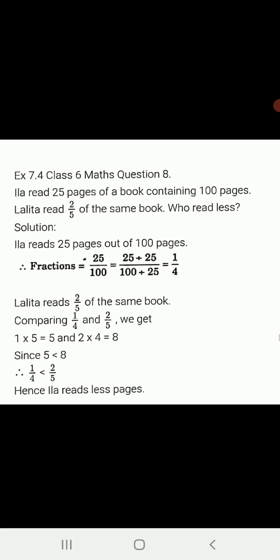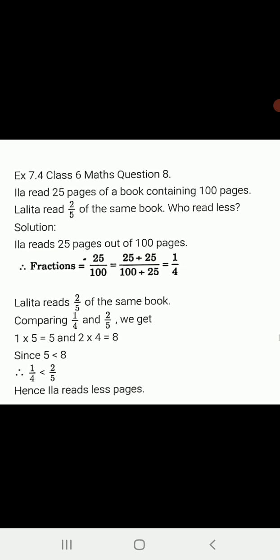Now, we will reduce the fraction. Both are divisible by 25. 25 ones are 25. 25 fours are 100. So on cancelling, we get 1 by 4. Now, Ila reads 1 by 4 of the book. Lalita reads 2 by 5 of the same book.